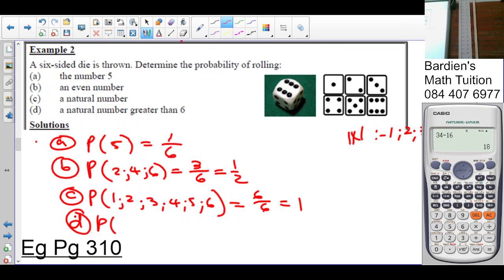Probability of a natural number that will be greater than 6. The natural number greater than 6. So are there any numbers greater than 6? No. So it's going to be 0 out of 6, which is 0.